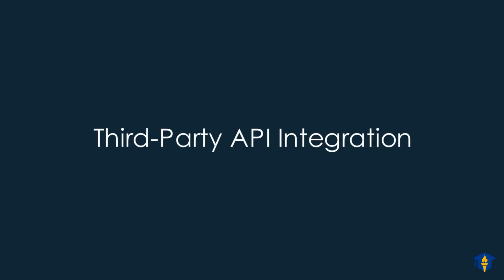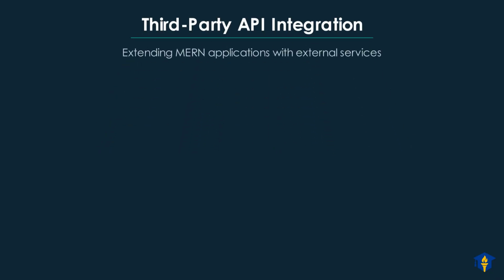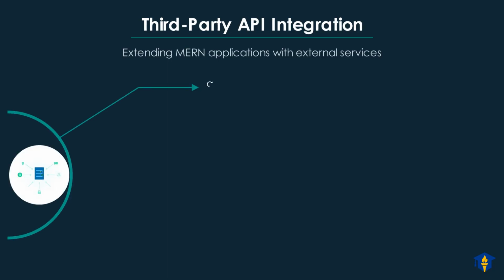Next, we will discuss third-party API integration, which allows us to extend our MERN applications. This means enhancing your MERN applications with powerful functionalities provided by various external services. The Google Maps API is a popular example, allowing you to embed interactive maps directly into your application. This API enables you to display locations on interactive maps, providing rich geographical context to users.